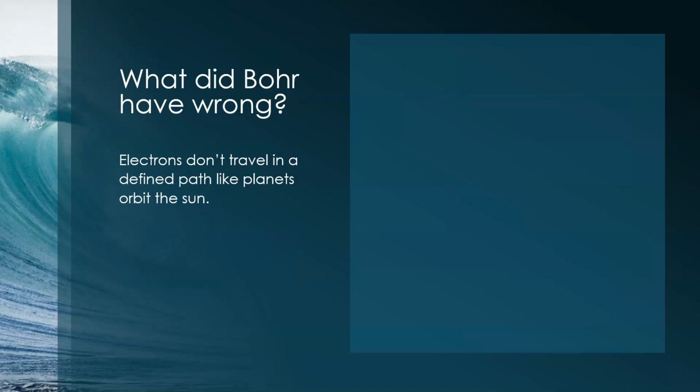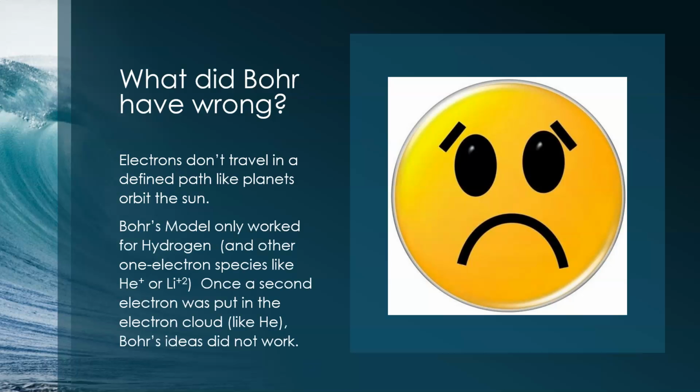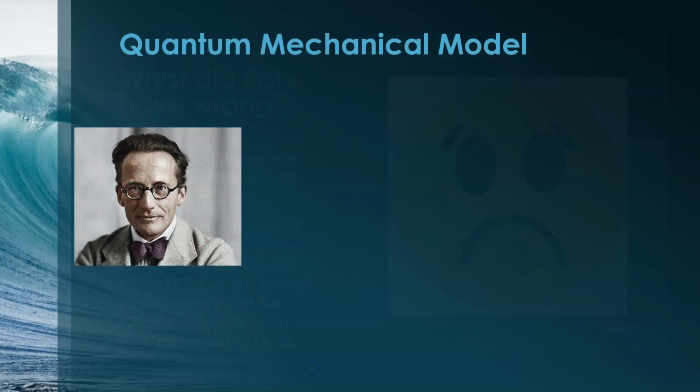He got wrong the fact that electrons don't really travel in defined paths, like planets orbiting the sun. He also got wrong that this applies to any other atom except hydrogen. So Bohr's model only works for hydrogen. Well, actually, it works for any species that has one electron in it, like He+ or Li2+. But once you put a second electron in there, Bohr's ideas don't work anymore. So he had part of the story, he just didn't have the whole story.